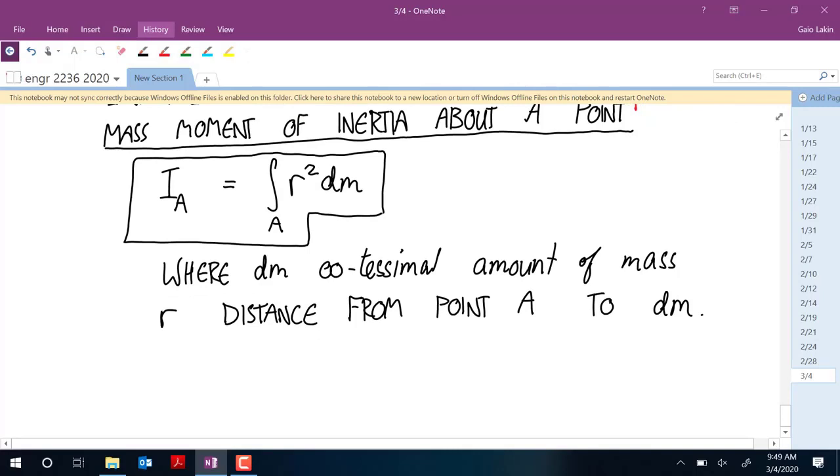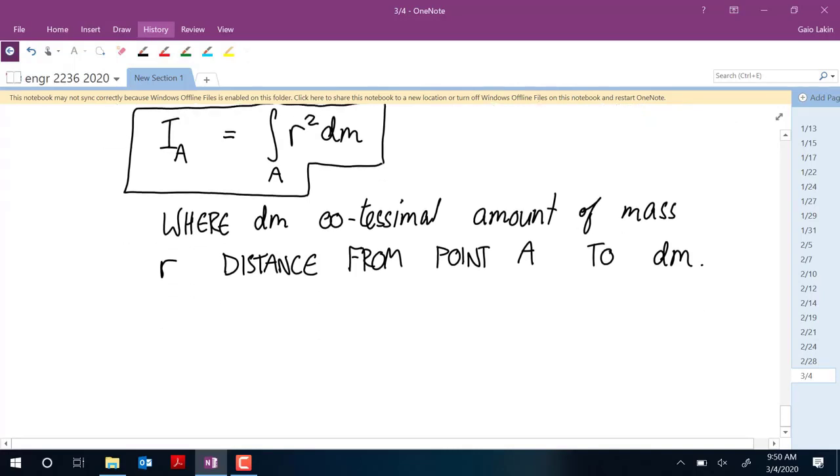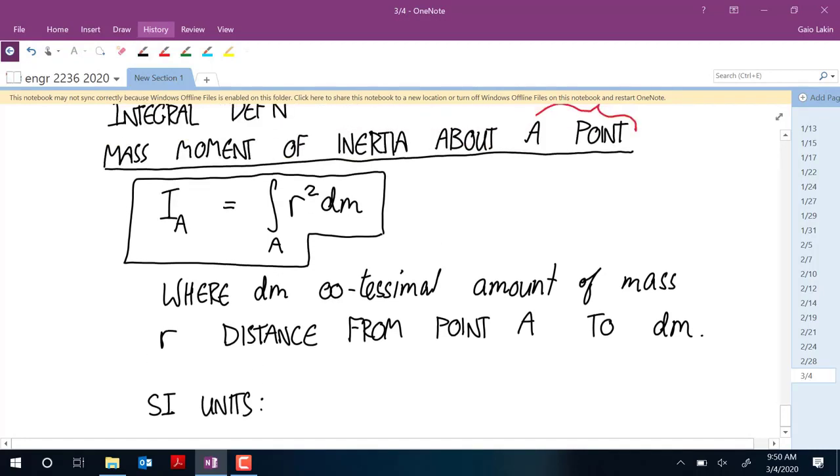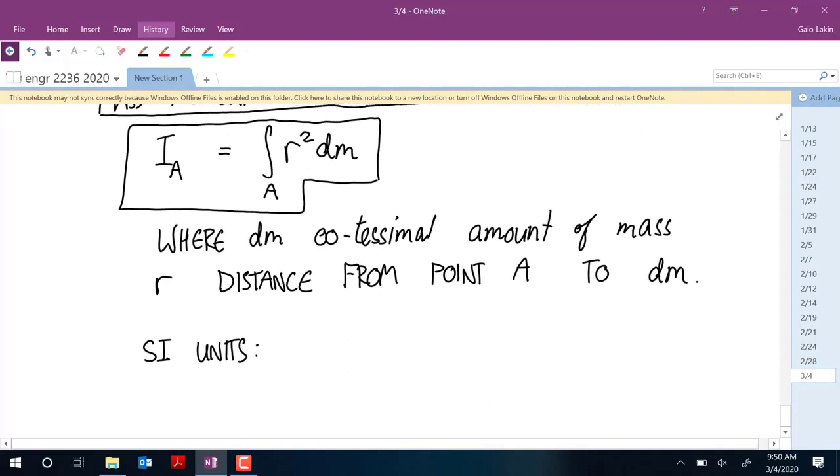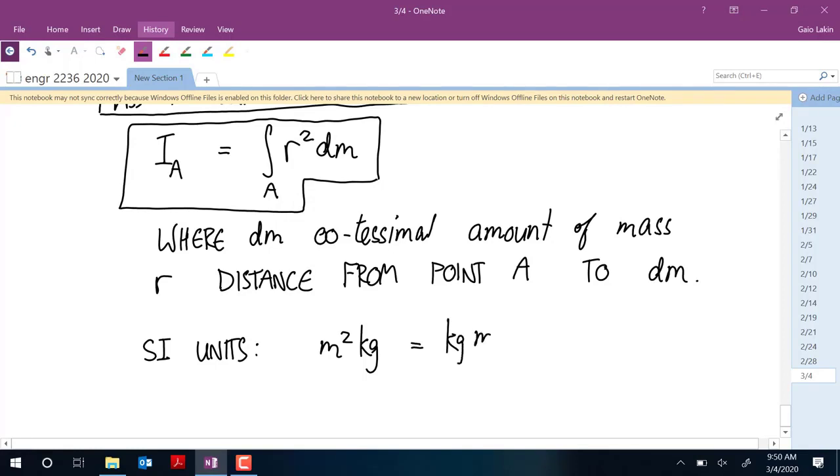Okay. This tells us what the units are. Yeah, so the SI units, well, what does that integral tell us? What are the units of dm? Kilograms. What are the units of r squared? Meters squared, so the SI units are meters squared kilograms. I guess people actually do it kilograms, meters squared usually.